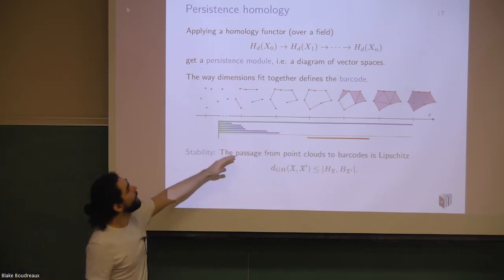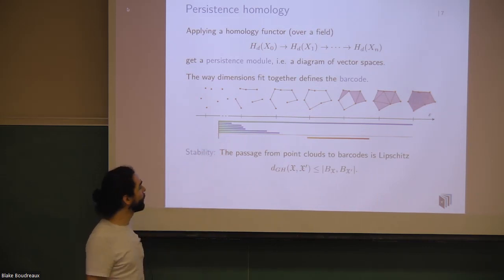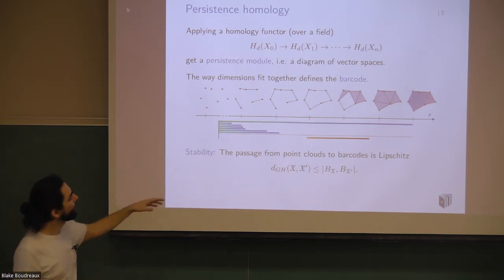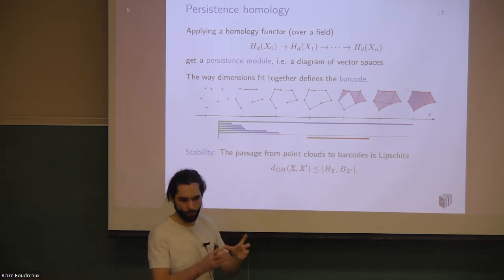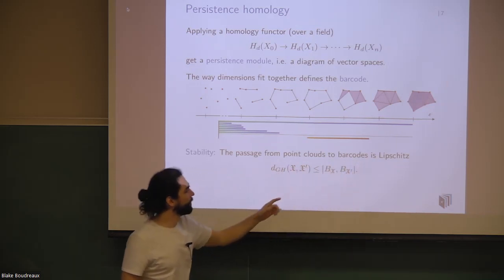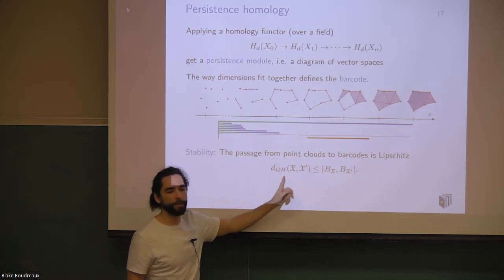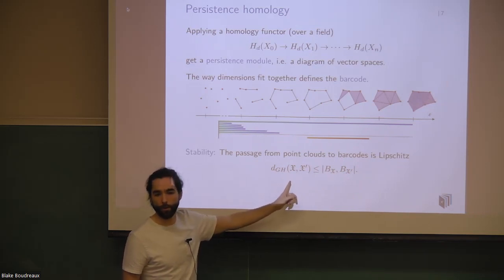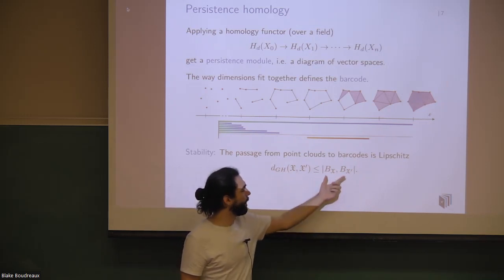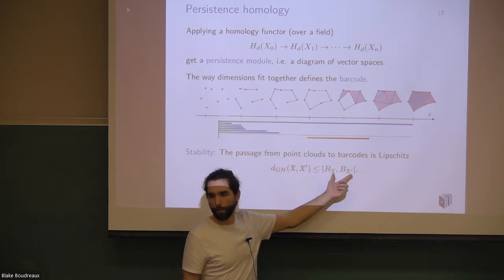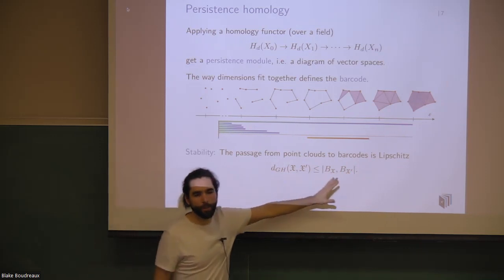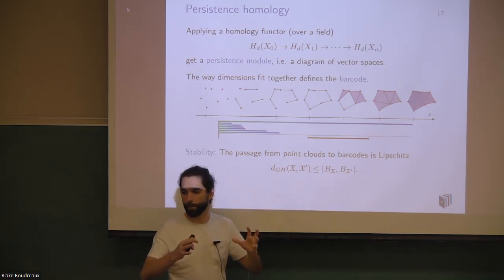Now, why are these barcodes useful? Well, there are two reasons. The first one is that they are stable. And what do I mean by that? The passage from point clouds, which are geometric objects, to barcodes is a continuous function that is Lipschitz. Over here, I'm measuring the distance between point clouds using the so-called Gromov-Hausdorff distance. And over here, I'm measuring the distance using the bottleneck distance, which is also a natural construction when considering barcodes. So they're stable, so they provide a metric model for something much more complicated.